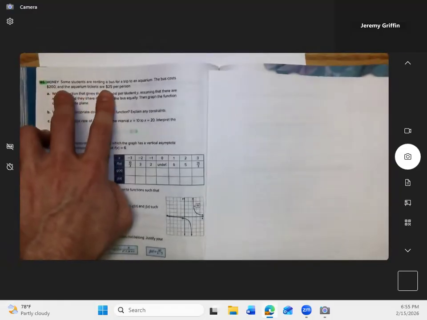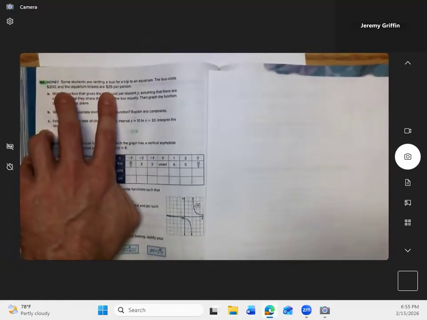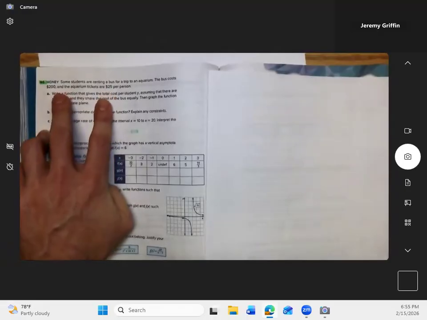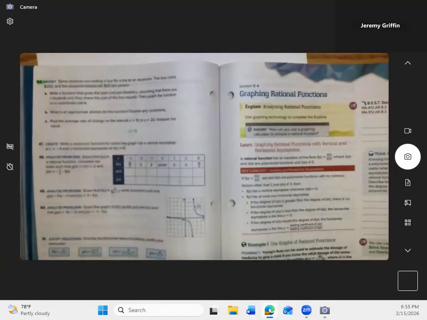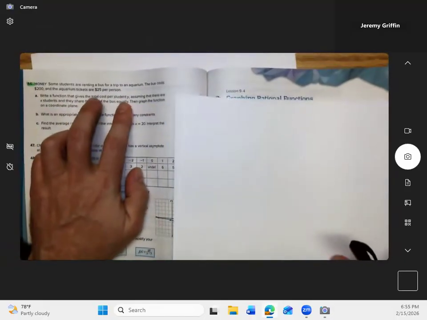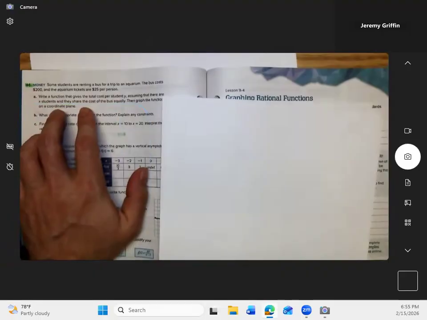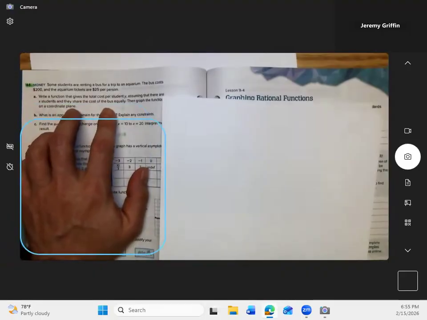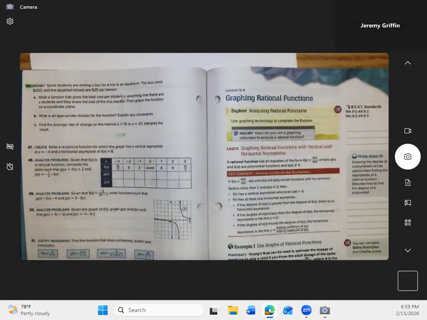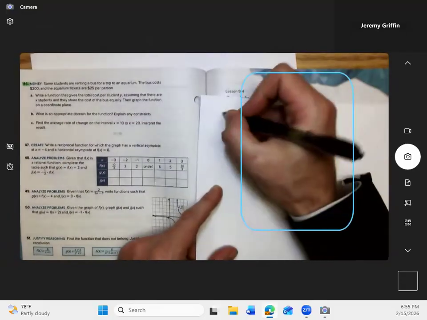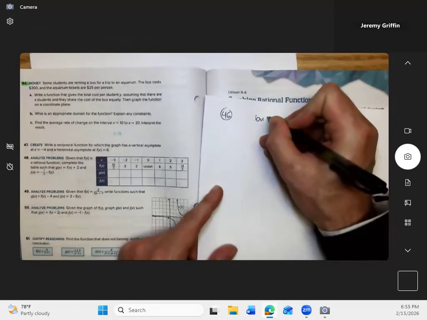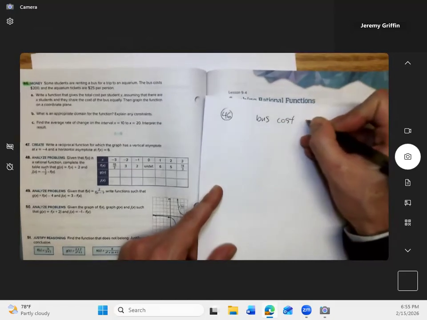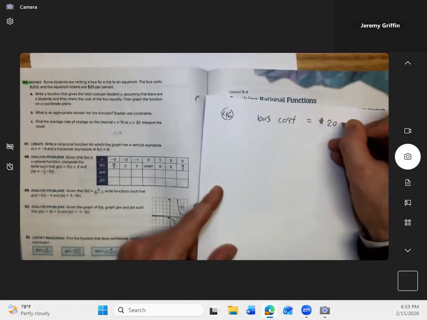Number 46, money. Some students are renting a bus for a trip to an aquarium. The bus costs $200. Aquarium tickets are $25 per person. Let the total cost per student be Y. There are X students and they share the cost of the bus equally. What's the cost per student? That's 46. So bus cost equals $200.